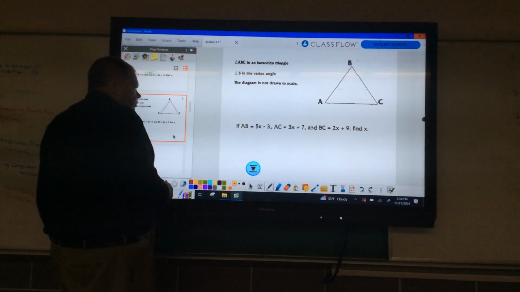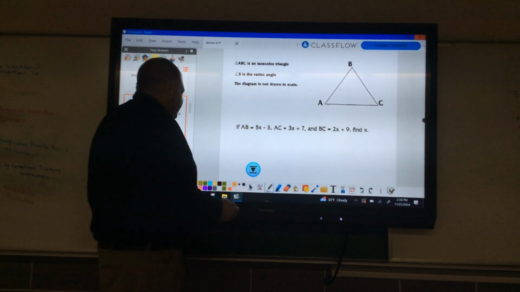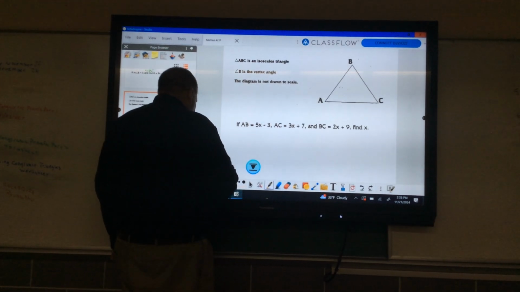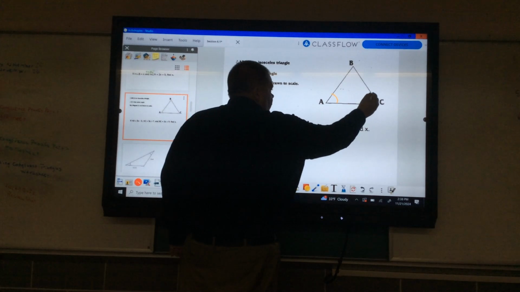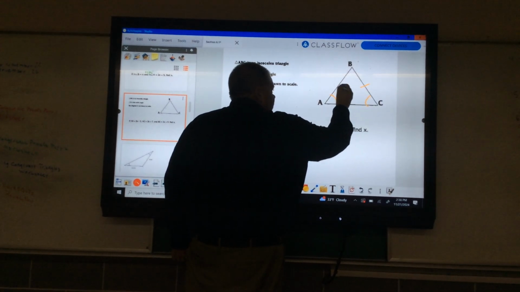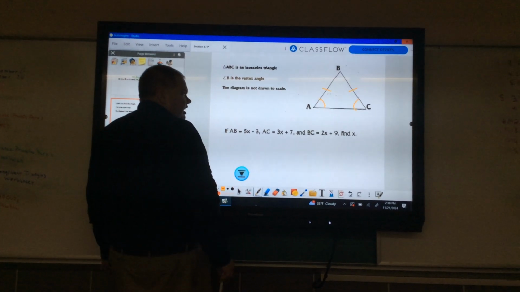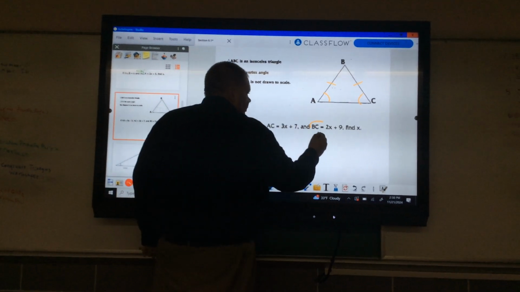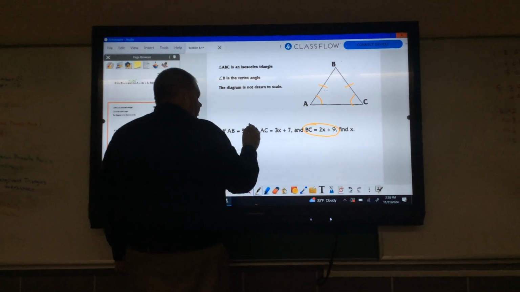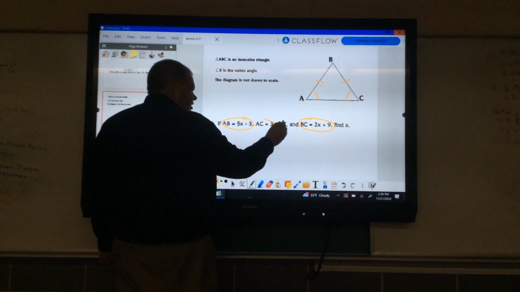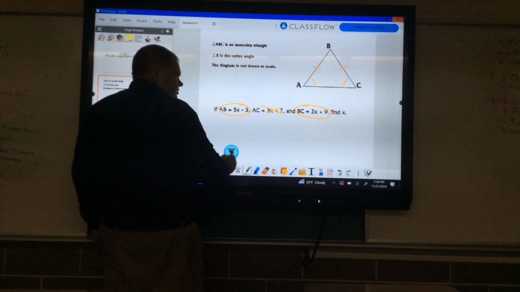Okay, now, same kind of problem applies. We know that B is our vertex angle, so we know that angles A and C are congruent, which means that BC and AB are the same. Now, if BC and AB are the same, then these two things here are equal. And this AC piece is just a distractor, it doesn't matter.